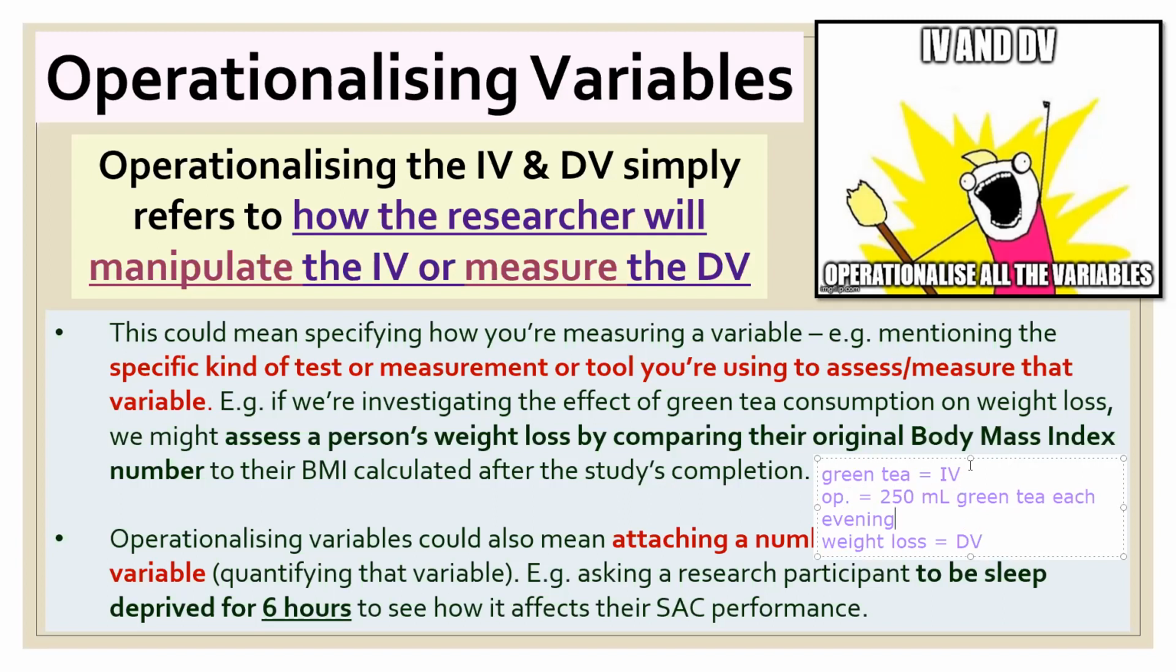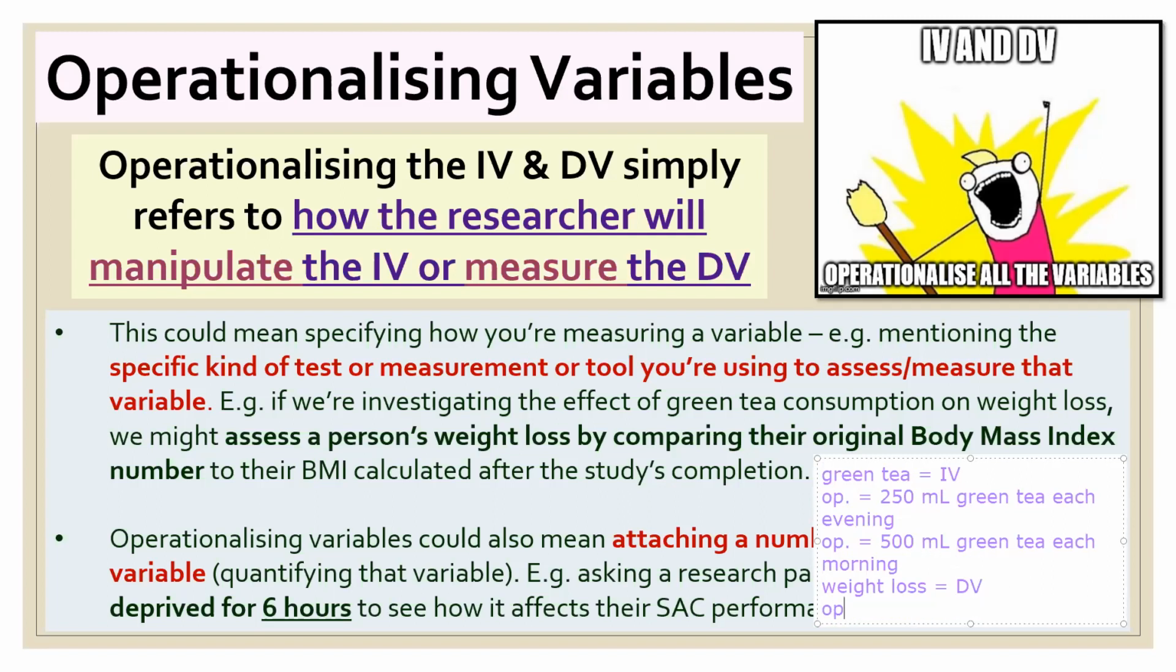If someone else decides to do this study, they might say that, no, I want to do it differently. I want to give my participants 500 mils of green tea. And rather than drinking it each evening, I'm going to get them to drink it each morning. Okay, so you can see that it's the same basic IV, but the way we're measuring that IV is different. Okay, so that's the basic idea. Same thing with weight loss.